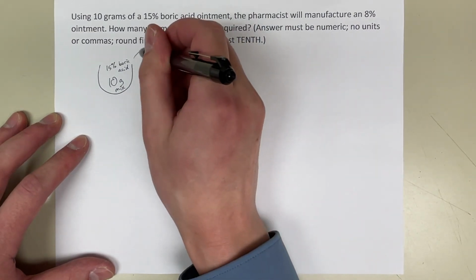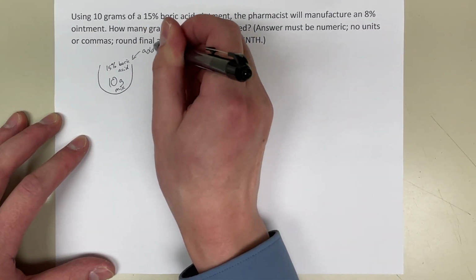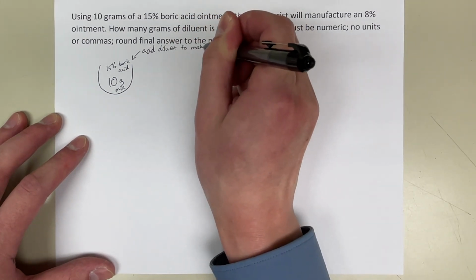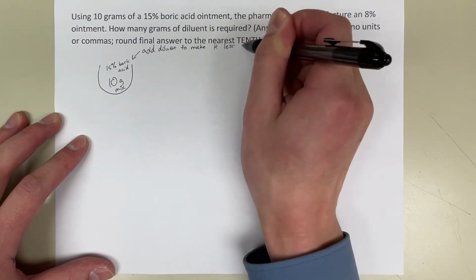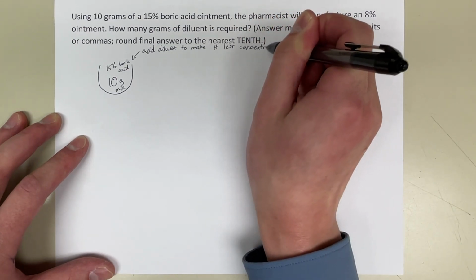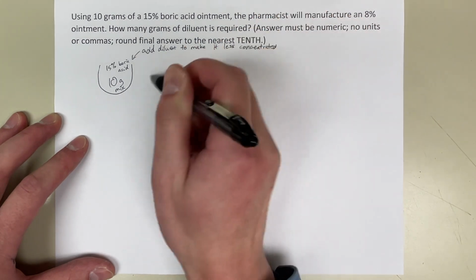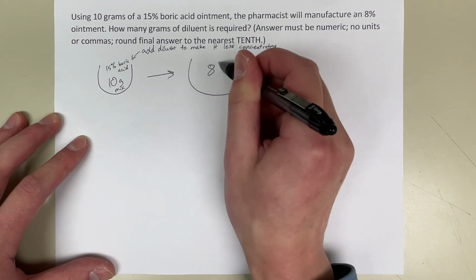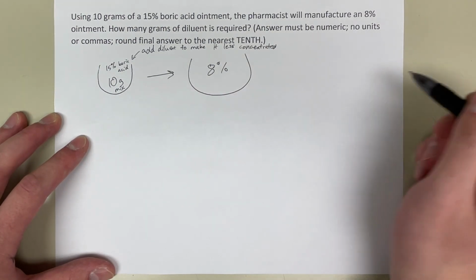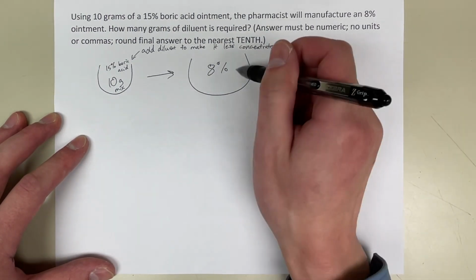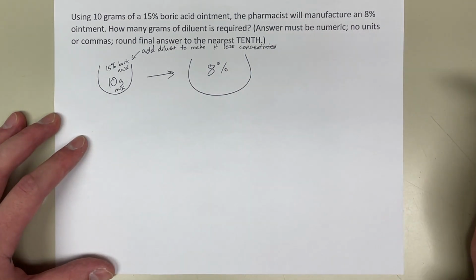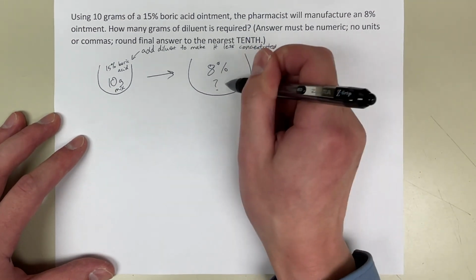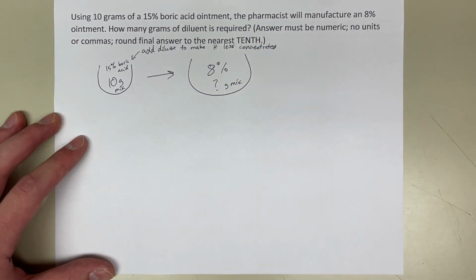And so they want you to add diluent to make it less concentrated. By less concentrated, specifically, they want it to be an 8% mixture, 8% of drug in the total mixture. That's what we want to know, the total grams of mix. That's what it's asking for.